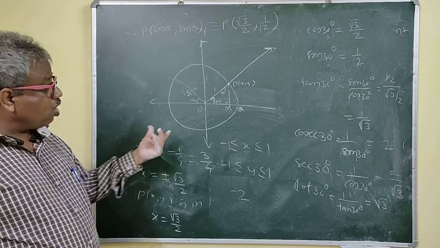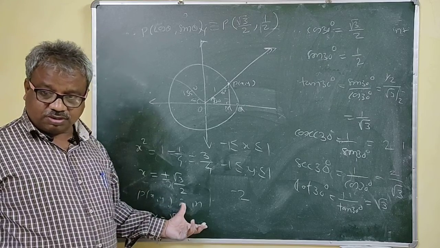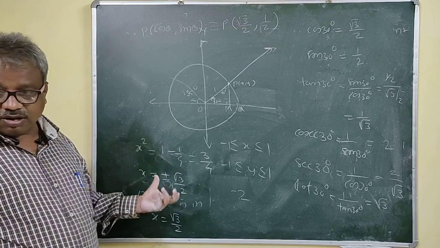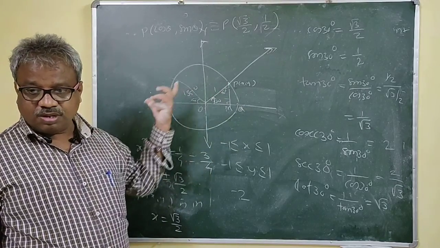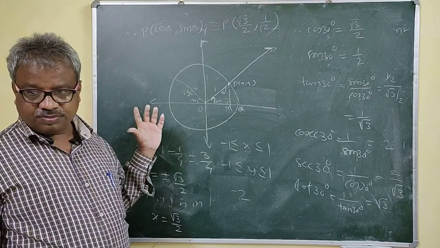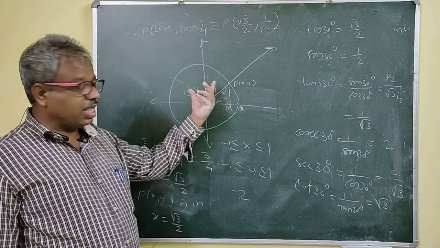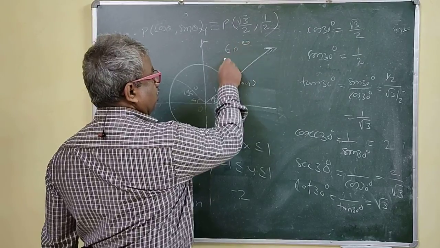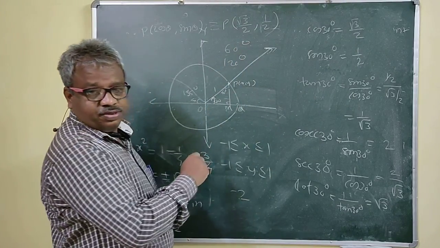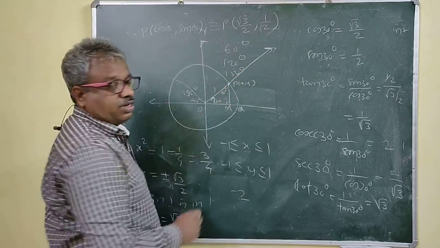So cos 120 degrees is negative, and sin 120 degrees is positive. So you have to take care of the sign. You can find the trigonometric ratios of any angle with the help of the standard unit circle. So try for that yourself. So this is 60 degrees, 120 degrees, and 150 degrees you can also find.